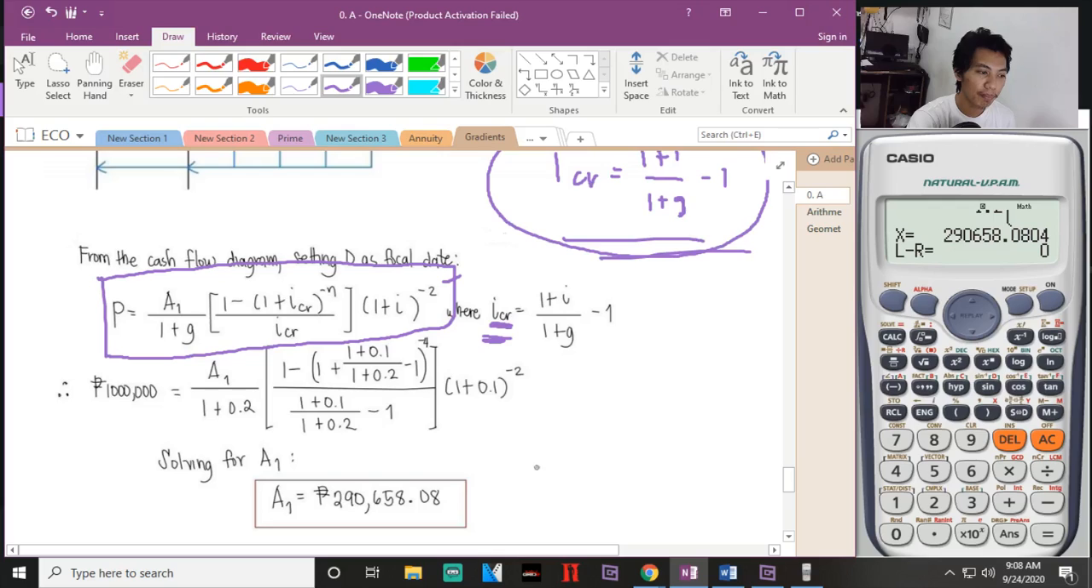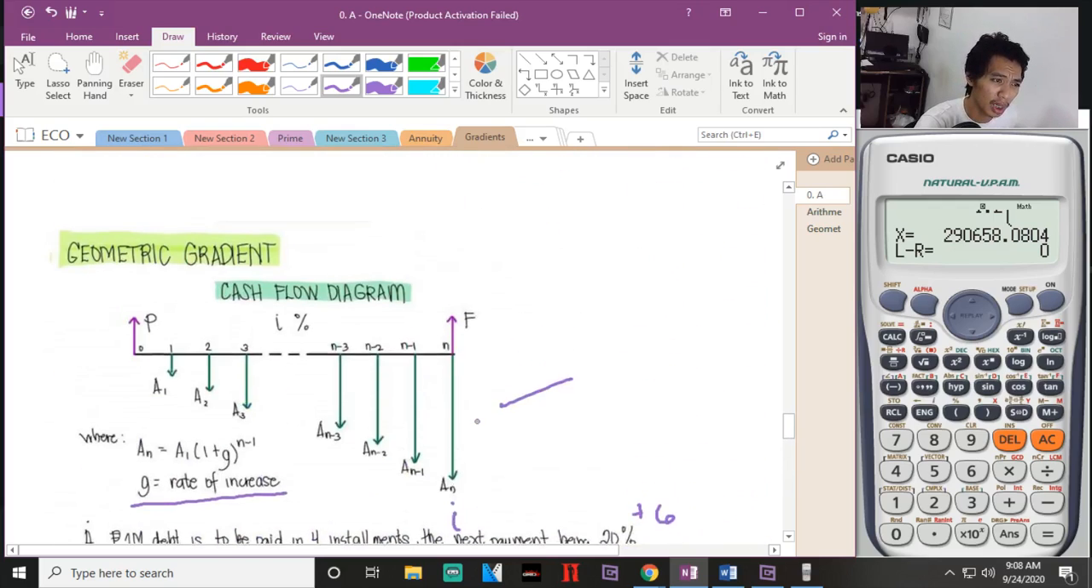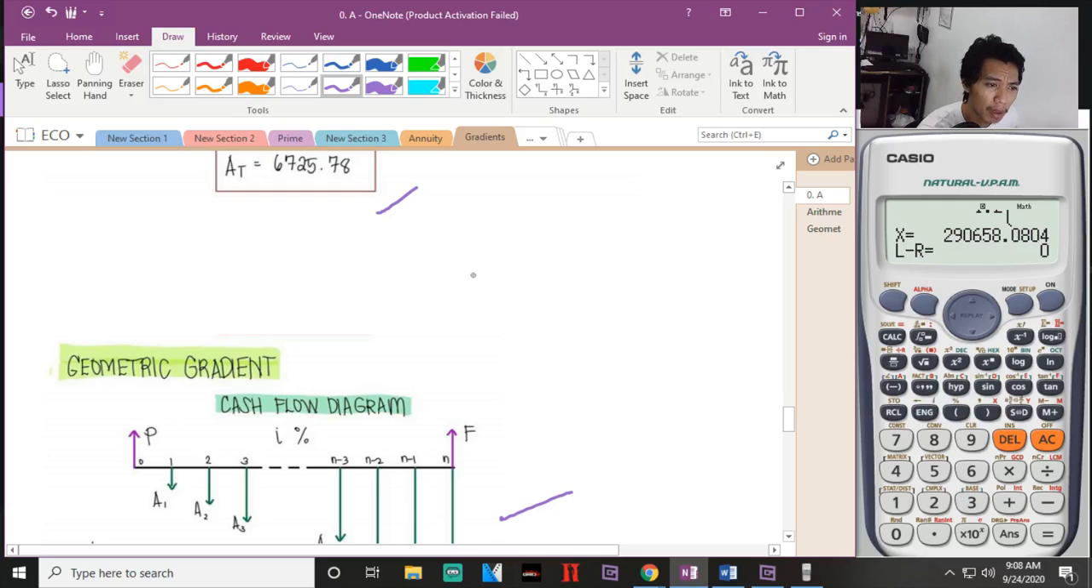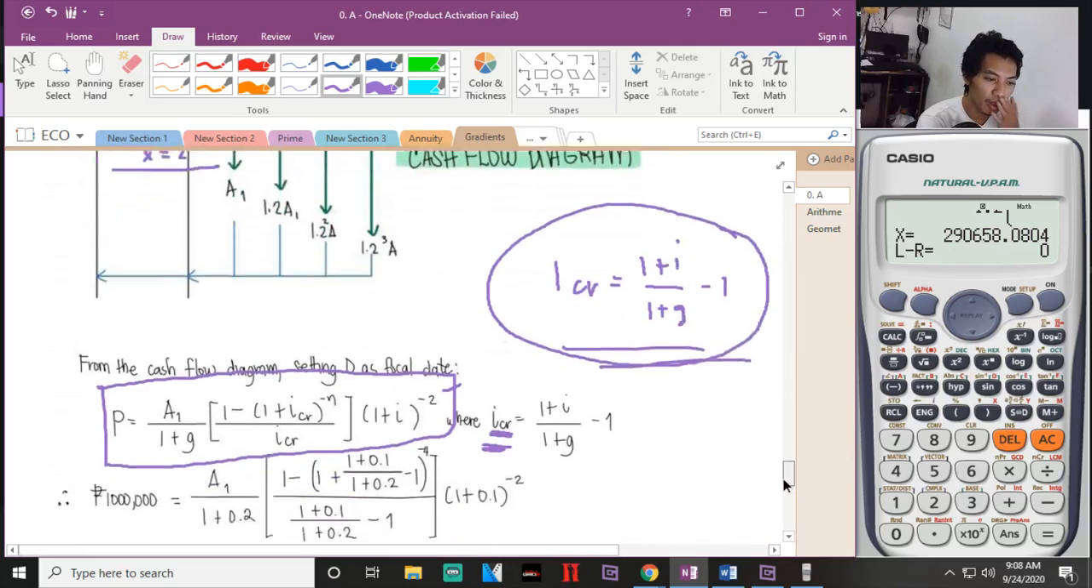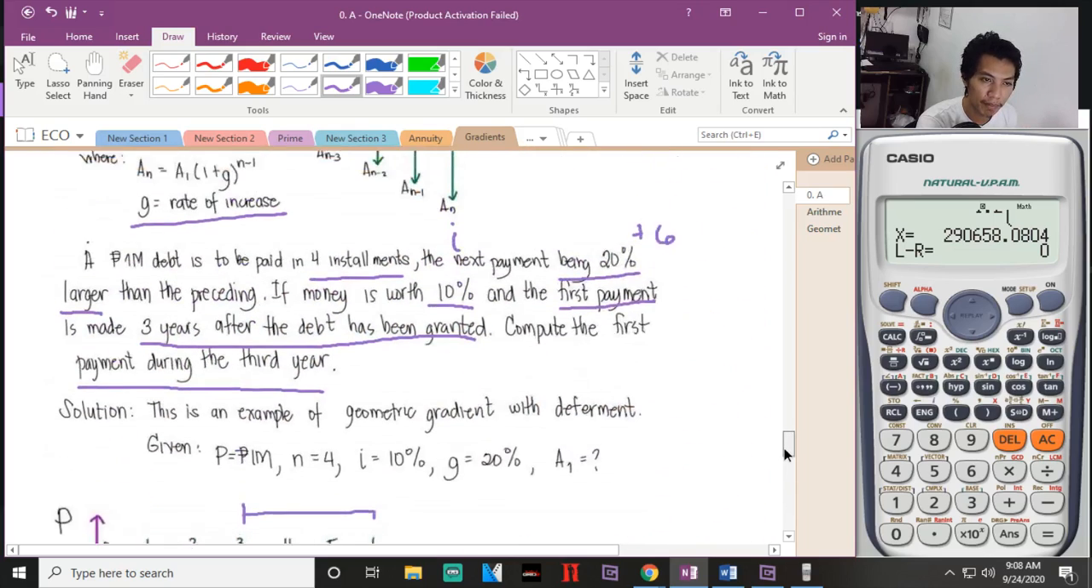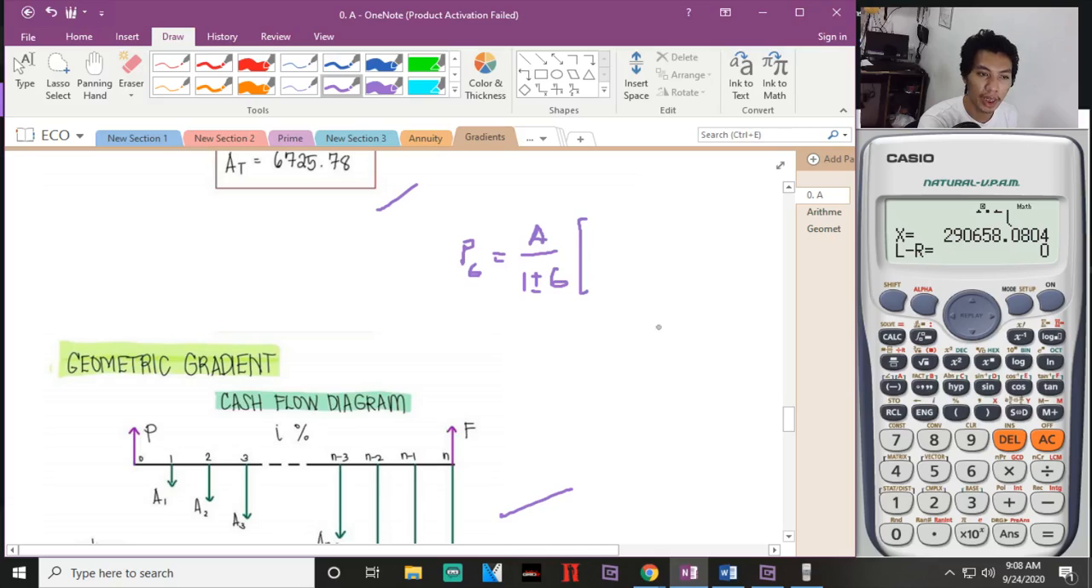Basta tandaan nyo recall natin, kapag geometric gradient, ito lang yung formula. Okay? Tandaan nyo ito. PG, present worth of geometric gradient, is equal to A, 1 plus minus nung gradient. Tapos, para hindi na kayo malito-lito, tandaan nyo ito. Ayan. Parang ordinary annuity lang.